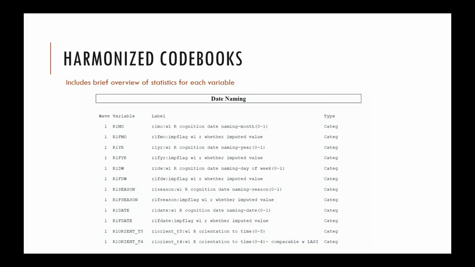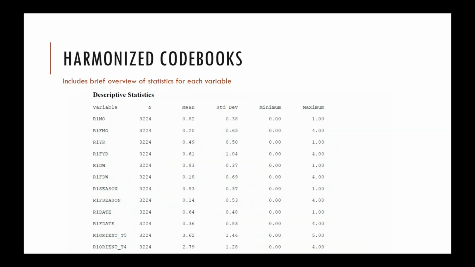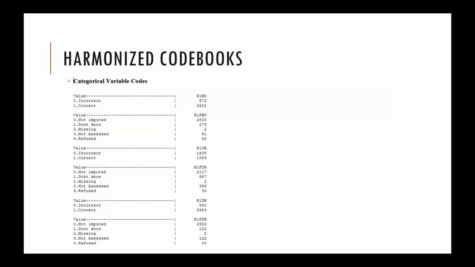So here are the examples for the harmonized codebook. We include a brief overview of statistics for each variable. It lists out the variable name. In this example, these are the variables for day naming. It shows the descriptive statistics too. If the variables are categorical, it shows the frequency table.